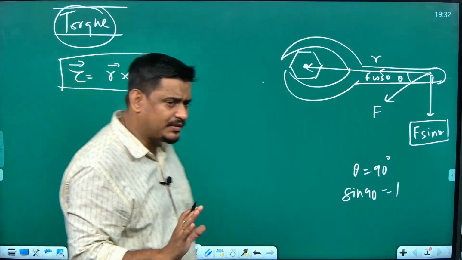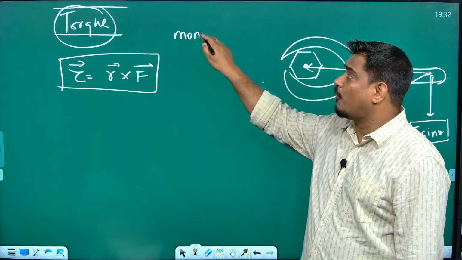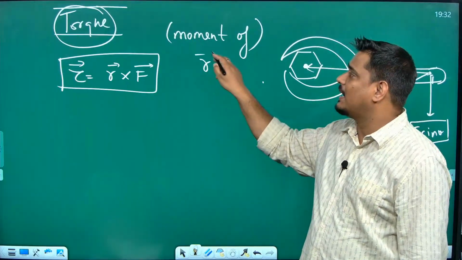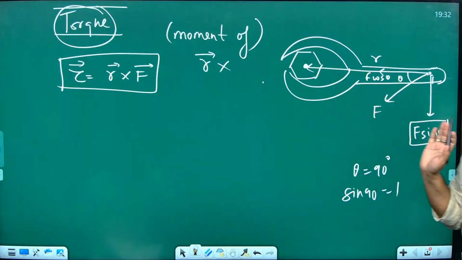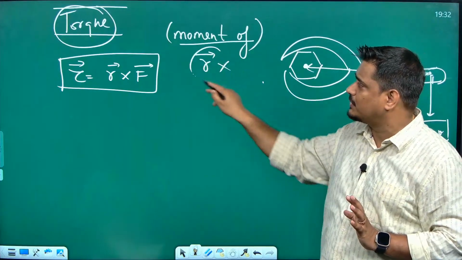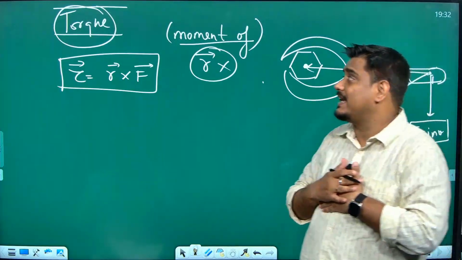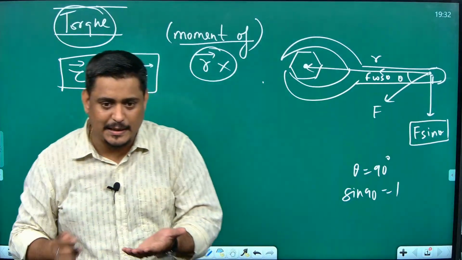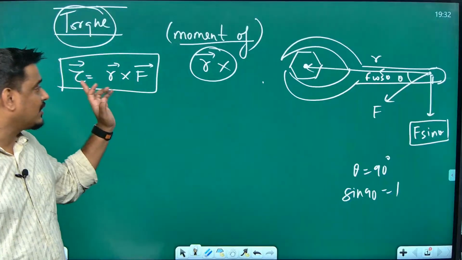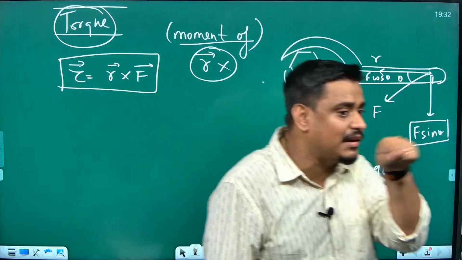Whenever in this chapter I use the word "moment of" something, it means R vector cross. Remember this first. Whenever I use the word moment of, you just understand I am going to do R vector, where R is the position vector, and cross. Suppose I say moment of momentum, it means R cross P. Moment of force, R cross F. So when I say the word moment of, it means R vector cross.